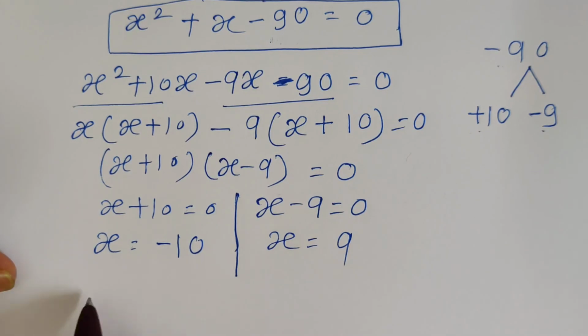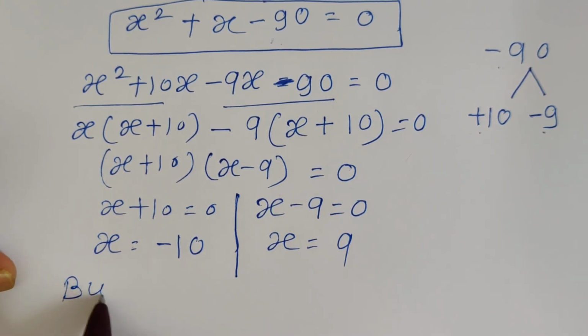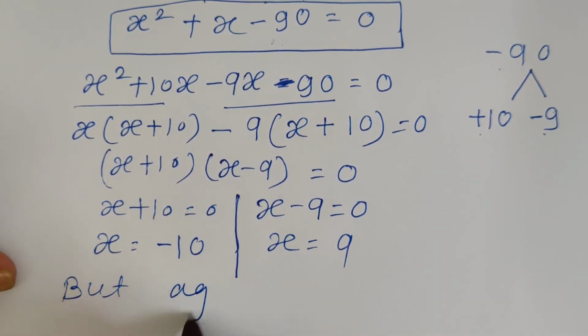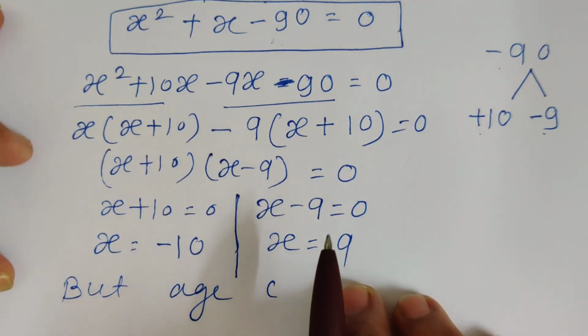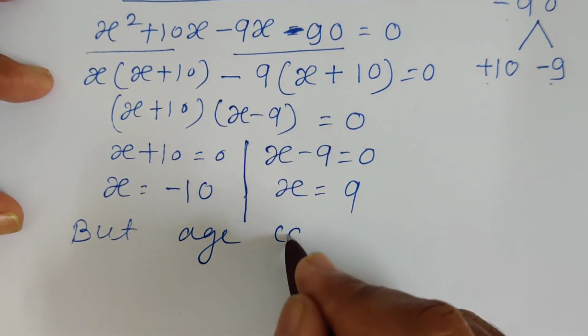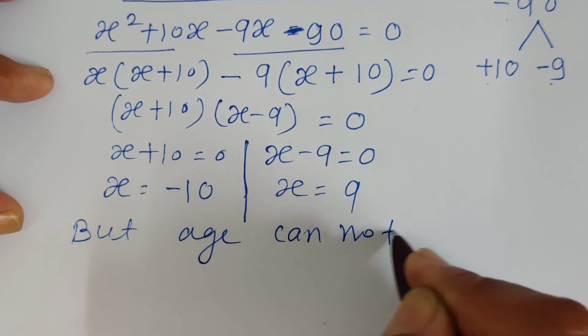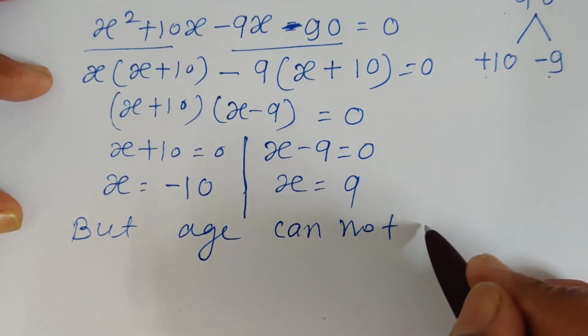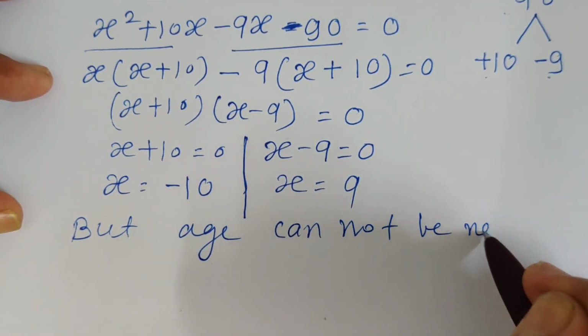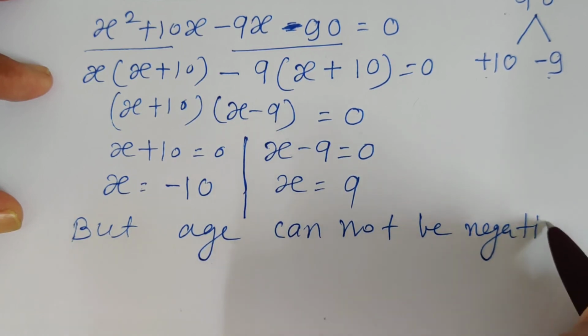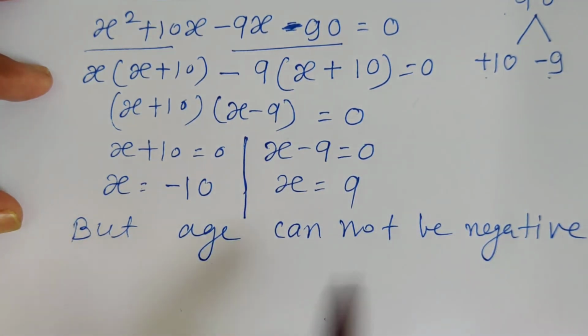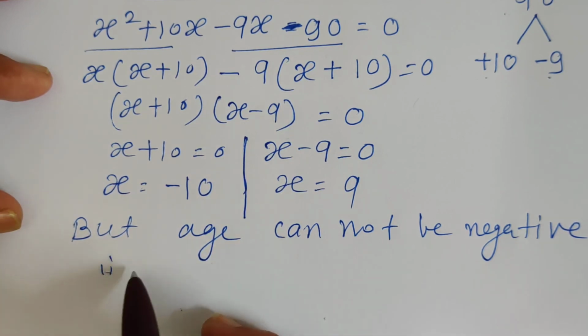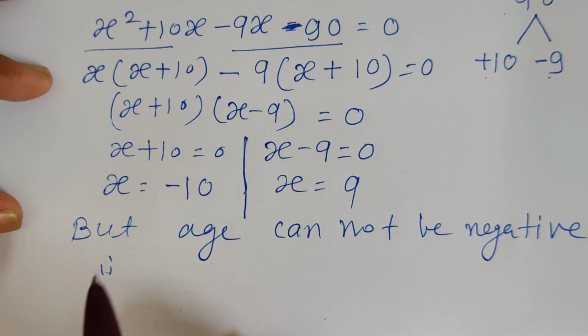So here you have to write that age cannot be a negative number, and so Pragati's present age is 9 years.